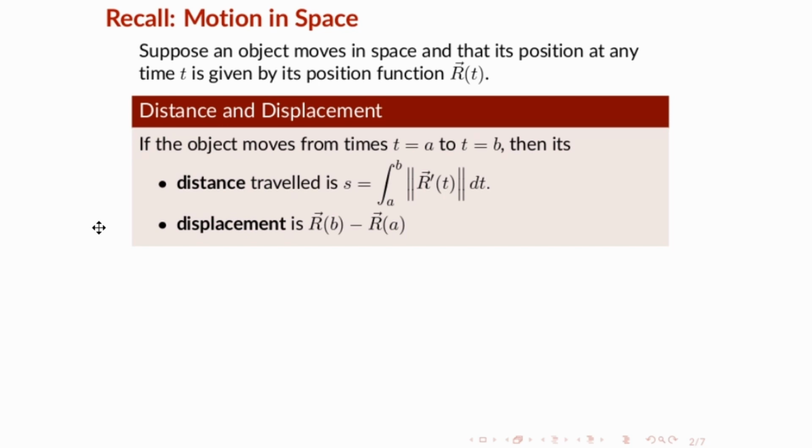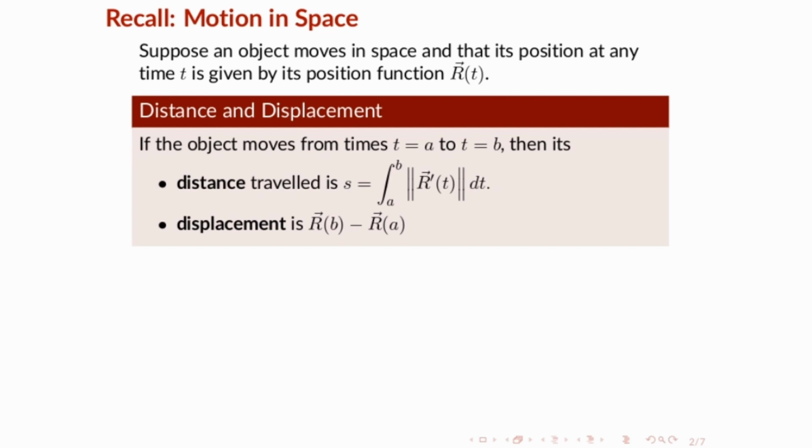We can get the distance and displacement of the object that's traveling. So if the object moves from times t equals a to t equals b, from one point in time to another point in time, then the distance that the object has traveled is given by s equals the integral from a to b of the magnitude of the derivative of our position function with respect to time. Our displacement is simply the position function evaluated at b minus the position function evaluated at a.